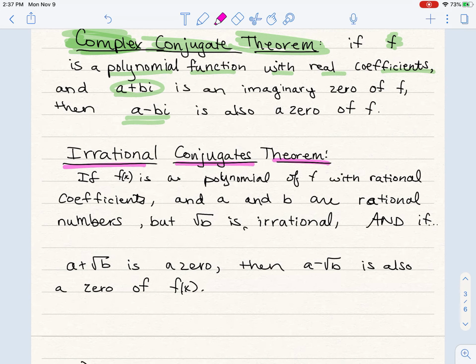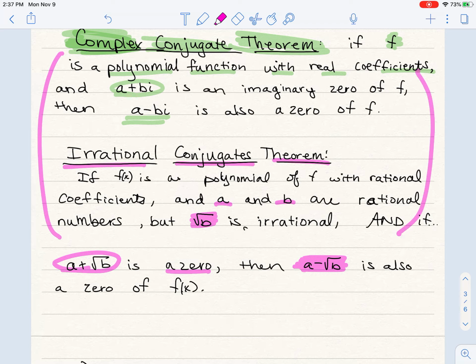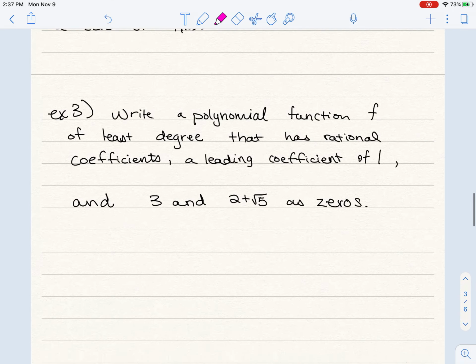The same thing goes for the irrational conjugates theorem. It says if f of x is a polynomial with rational coefficients, and a and b are rational numbers, but the root of b is irrational, if a plus the root of b is a zero, then a minus the root of b is also a zero. So these go hand in hand in their ideas: if you see a complex number or an irrational number as one of the roots, it has to have its conjugate, which means its opposite, as another root. So when you see one, you can fill in the blank with the other.